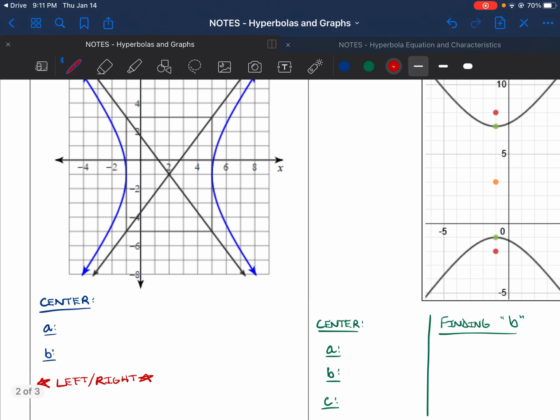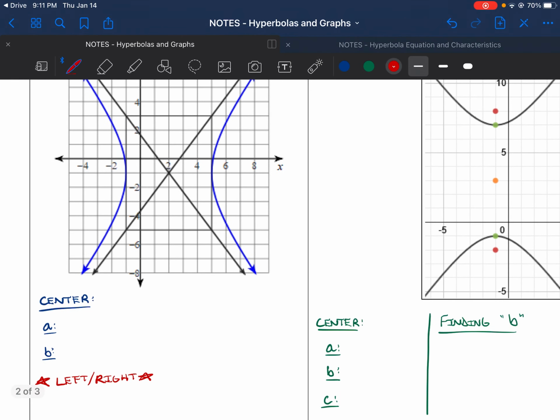Okay, so now we need to identify the center, the A term, and the B term. The center we can see is at the coordinate 2, -1. For the A term, we're going to look at the distance from the center to a vertex, and we can see that distance is 3, so the A term is 3. And for the B term, we're going to look from the center to a covertex, and the distance there would be 4.